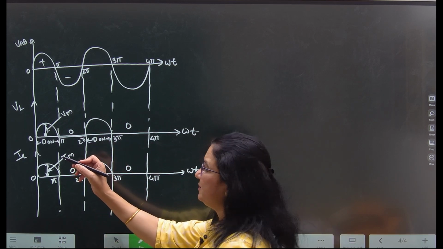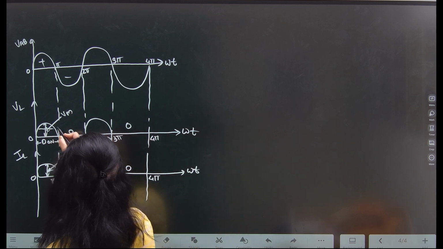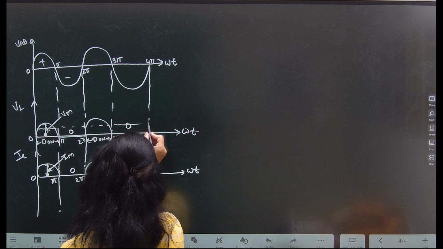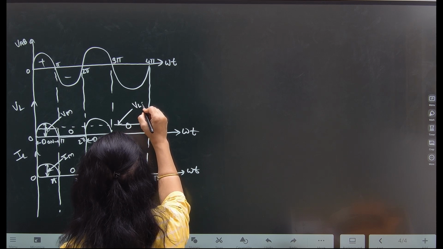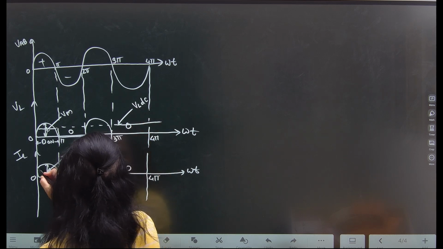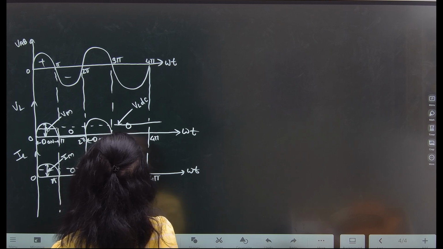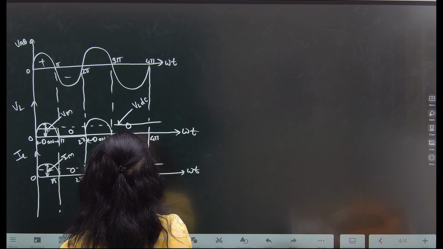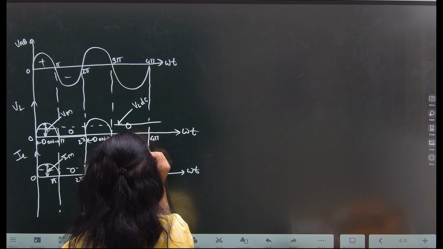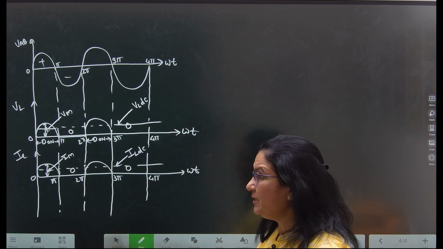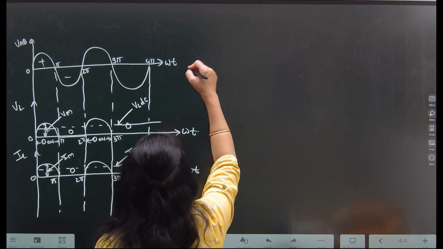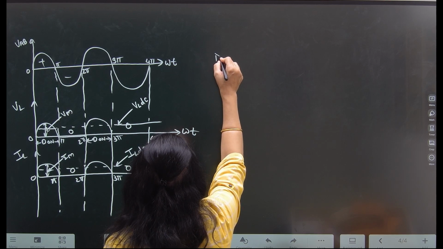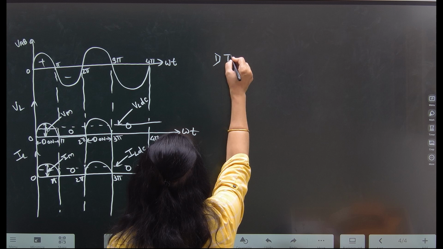If we consider the average value of this, then that average value is called VLDC or V average. If we take the average value of this current, then this value is called ILDC or I average. Clear? Now the first parameter to consider is ILDC.